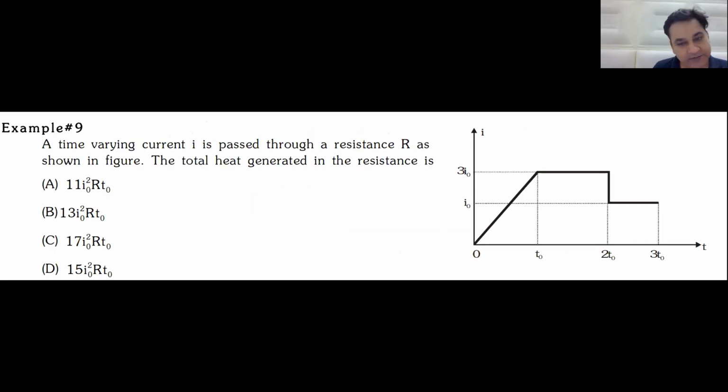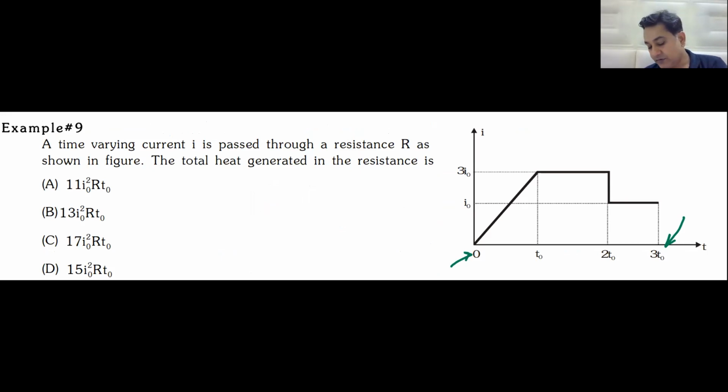This one is a very simple question. Just test whether you can do it fast or not. A time varying current is passed through a resistor R as shown in the figure. What is the total heat generated in the resistance? Obviously, we are talking about time starting from 0 to 3 T naught. What is the total heat produced in the wire?